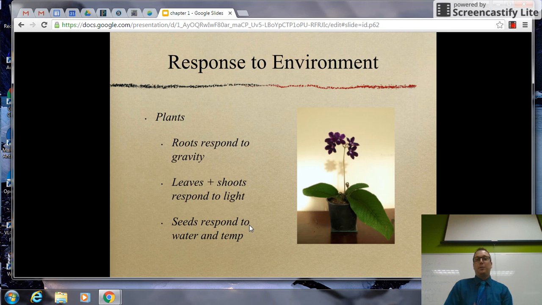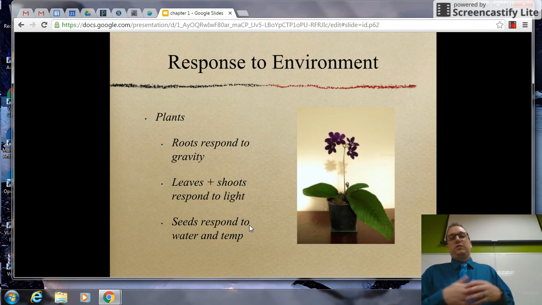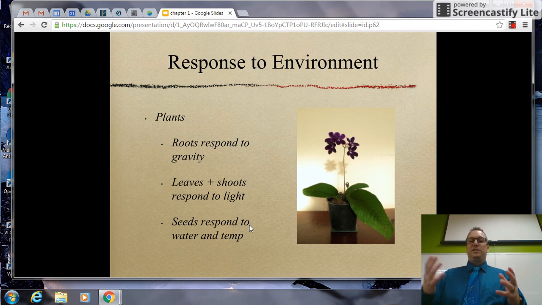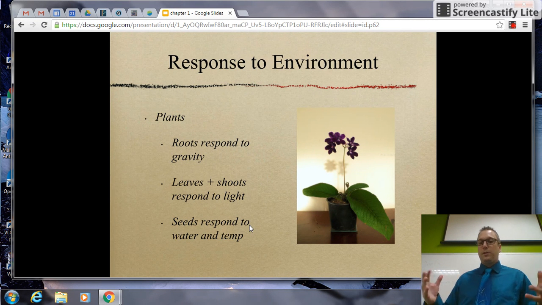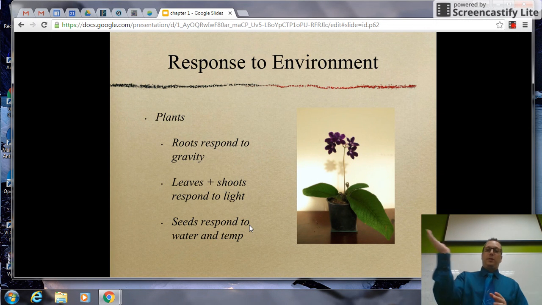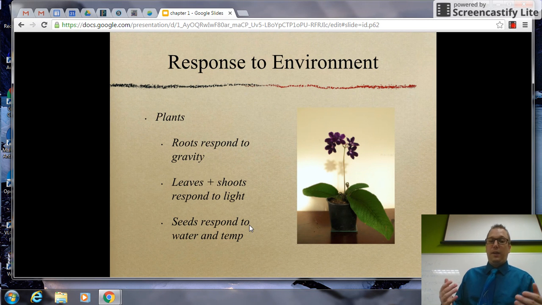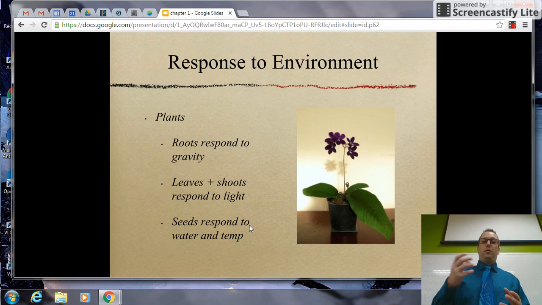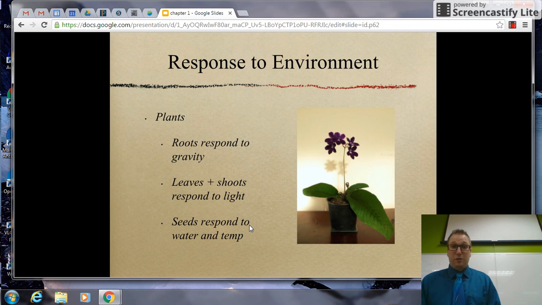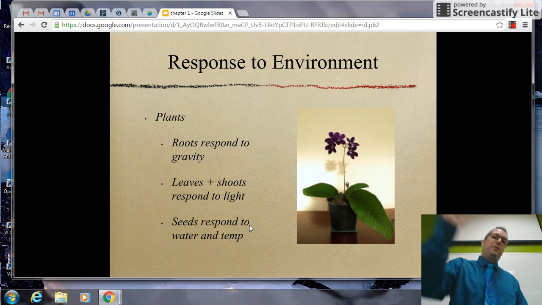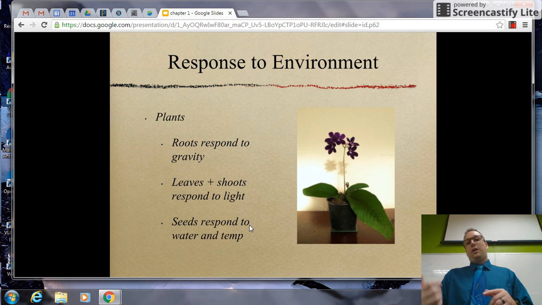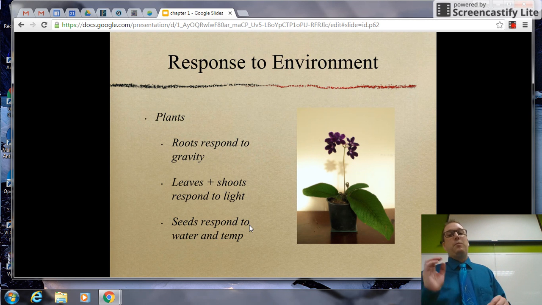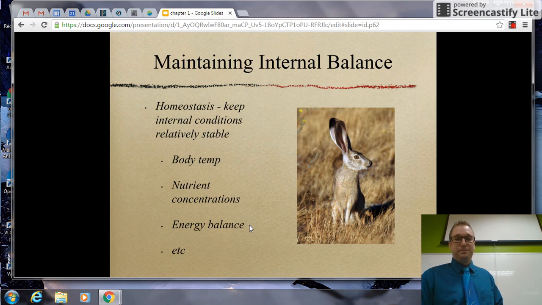Next, everything needs to be able to respond. We don't have any organisms that just sit there and don't do anything. Plants are usually where some people have a sticking point for this, but plants even respond. Roots respond to gravity to grow down. Leaves and shoots respond to light, growing towards the light. And seeds even respond to temperature and water, so they know when to germinate. There are some seeds that even respond to fire. They wait until there's been a fire that goes through and they get a heat shock, and then they germinate. Really cool. So even plants respond to the environment.